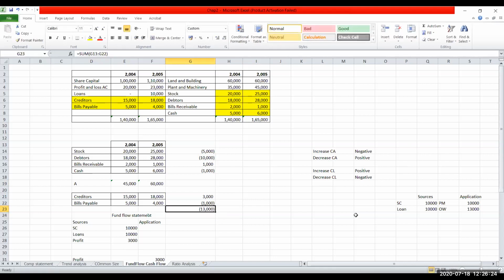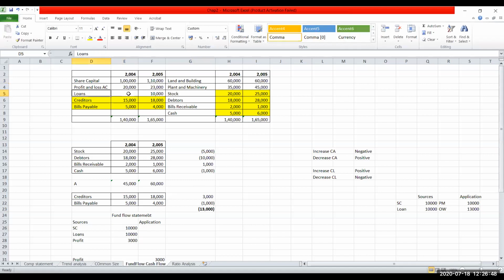Okay. So we already dealt with this amount. We don't have to deal with this, we have already taken it in your schedule of changes in working capital. Now what I have done, I have gone to the share capital to see what the movement is, whether it is a source or an application. If it were only 80,000 here, that would mean we had repaid 20,000, and that would be an application of fund. But it is a source of fund, so I have taken 10,000.